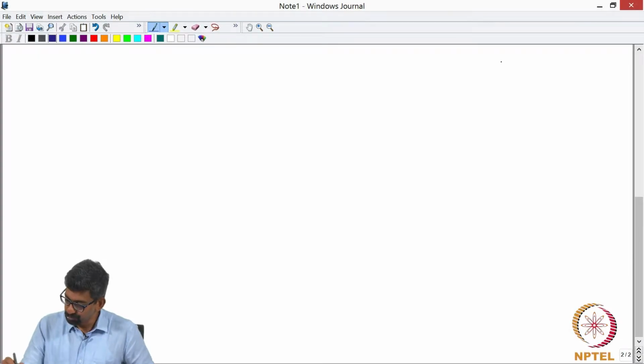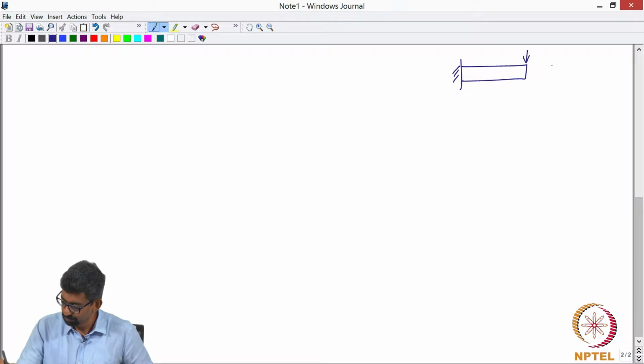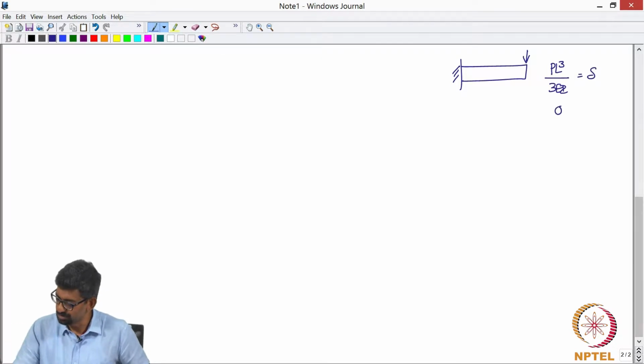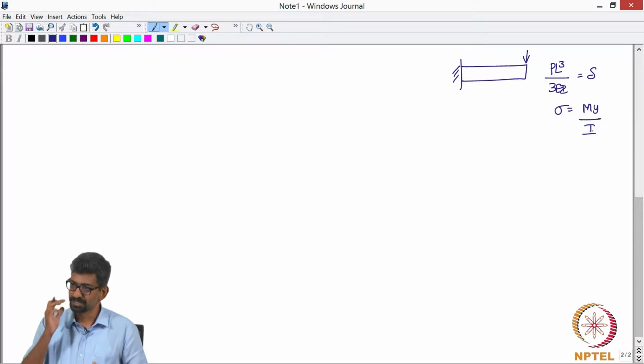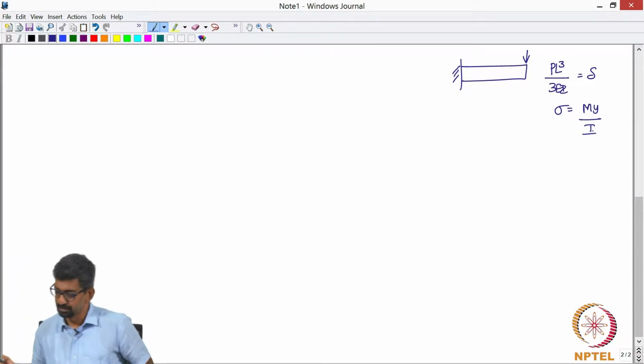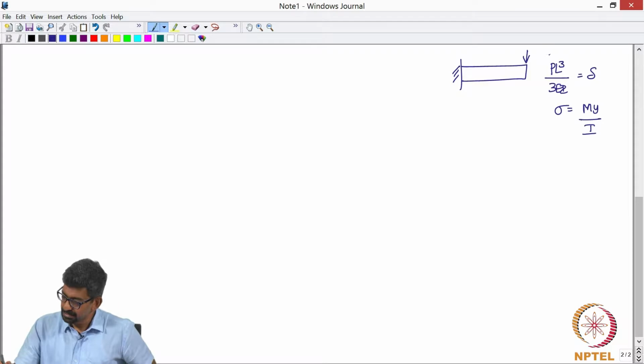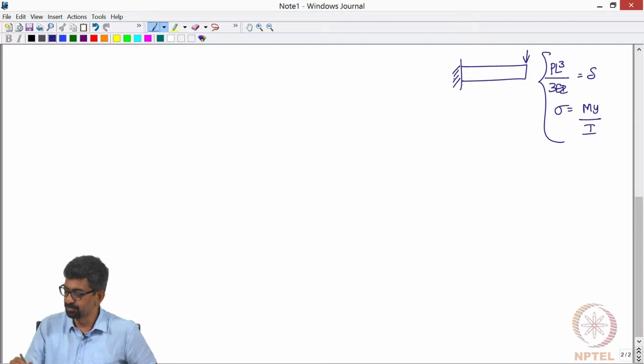So, what we assumed in the previous case is that you have a PL cube by 3 EI as displacement, or it could have been some classical stuff that you talk about, right. Let us say that you did not have them, or this is a complex cantilever beam that I do not have a closed form solution.